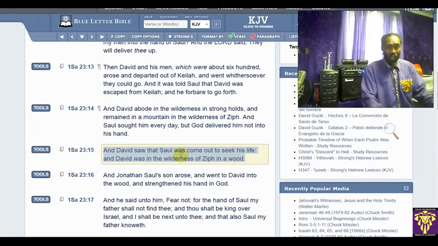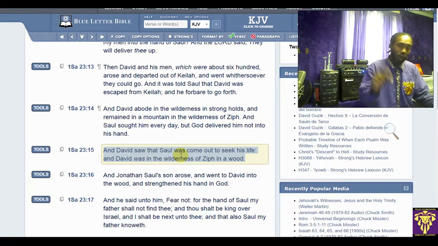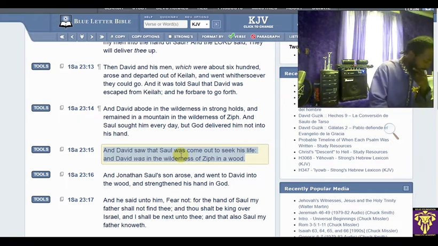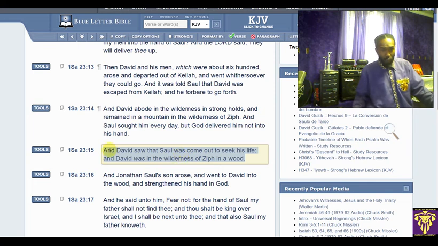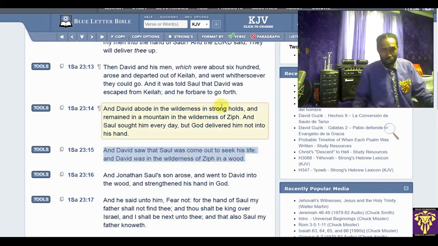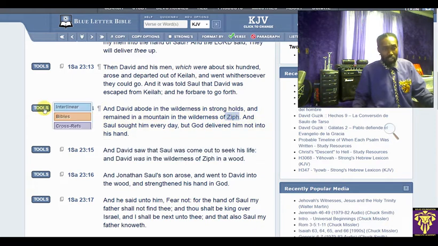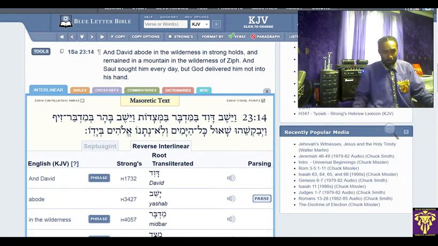Now King Saul was a Benjamite. All right? So King Saul was from the tribe of Benjamin, which was a Hebrew Israelite, which was one of David's brothers. And you had one of David's own brothers trying to kill David. David was from the tribe of Judah, and you had one of David's own brothers trying to kill him, right? Now watch this, guys. So verse 14 tells you that David abode in the wilderness in strongholds, and remained in the mountains in the wilderness of Ziph. So now let's go into 1 Samuel 23 and 14.